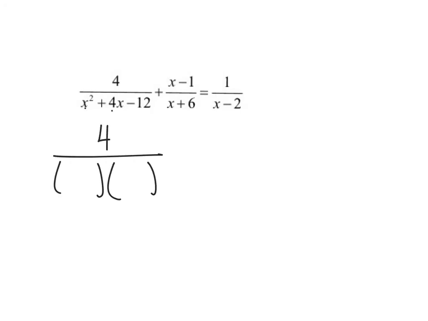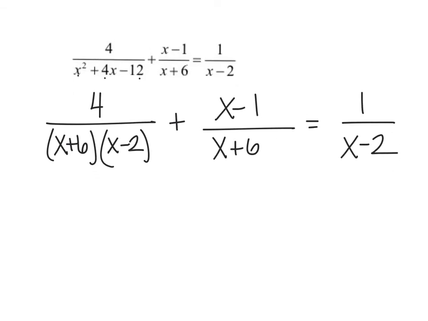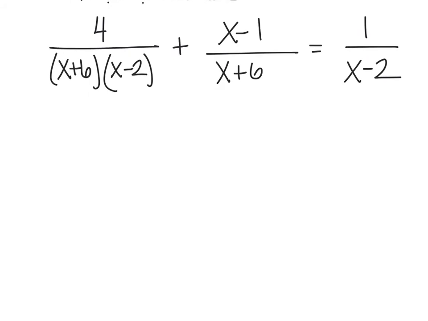So trinomial, multiply, add, multiply. So I'm going to say x plus 6 and x minus 2. X minus 1 over x plus 6. And 1 over x minus 2. All right, so step 1, we factored first. Now we have to state where the fractions are undefined. What can x not be?